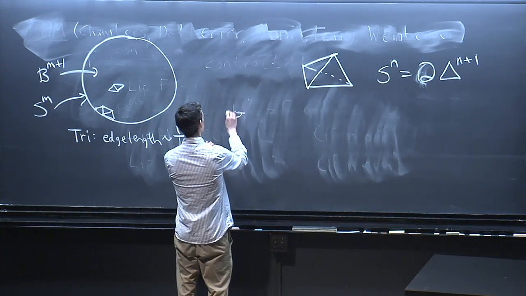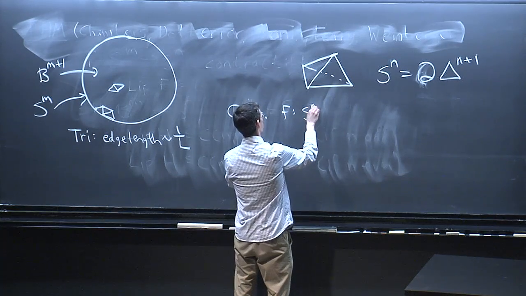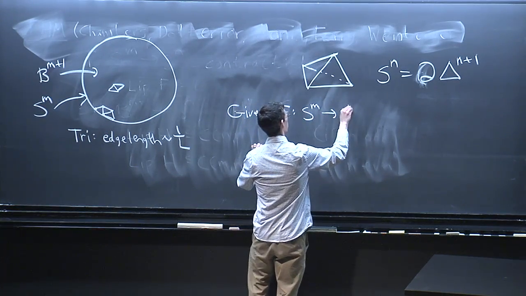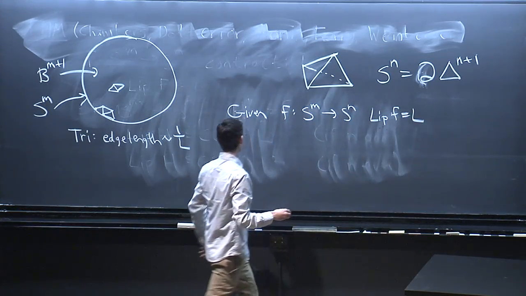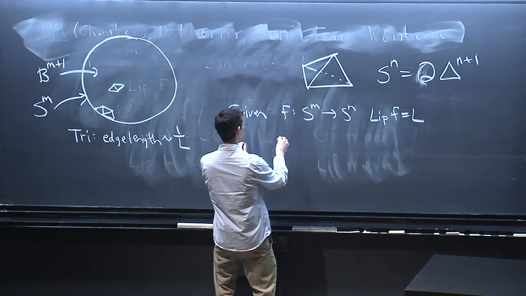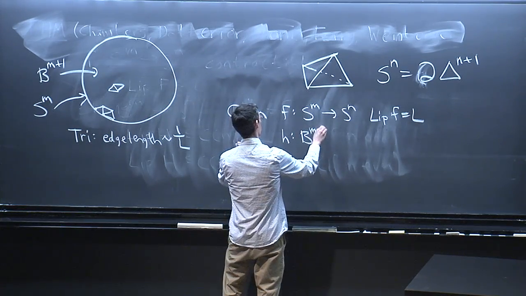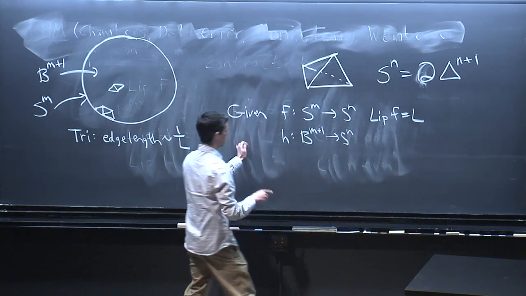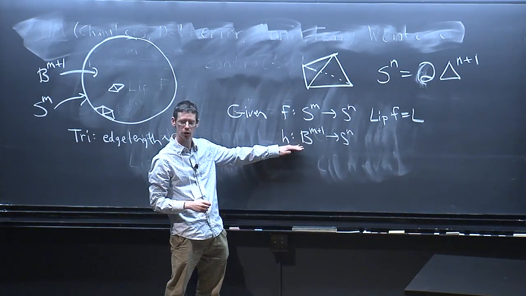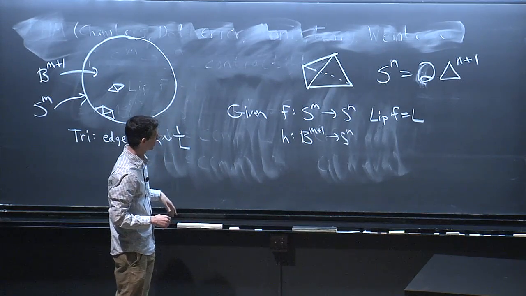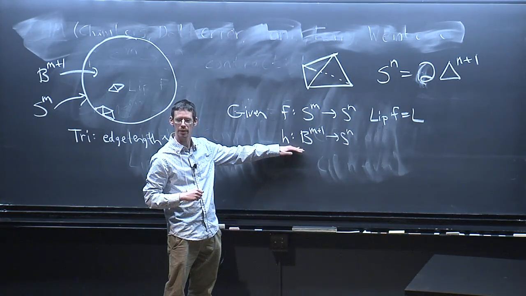So here's what I'm given. I'm given a map F from the m sphere to the n sphere, which has Lipschitz constant L. And I'm told that it's contractible. So I might as well be given some contraction, I'll call it little h, which goes from the ball to Sn. But this one has no geometric bounds. This is a geometrically terrible contraction. So I'm given this, and I want to upgrade this little h to a big H with a nice estimate on its Lipschitz constant.